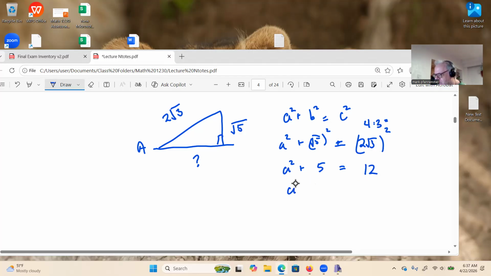So my a squared is equal to 12 minus 5. A squared would then be 7. That means a is equal to the square root of 7. So we're going to go ahead and replace this question mark with the square root of 7. That's our first little thing here.